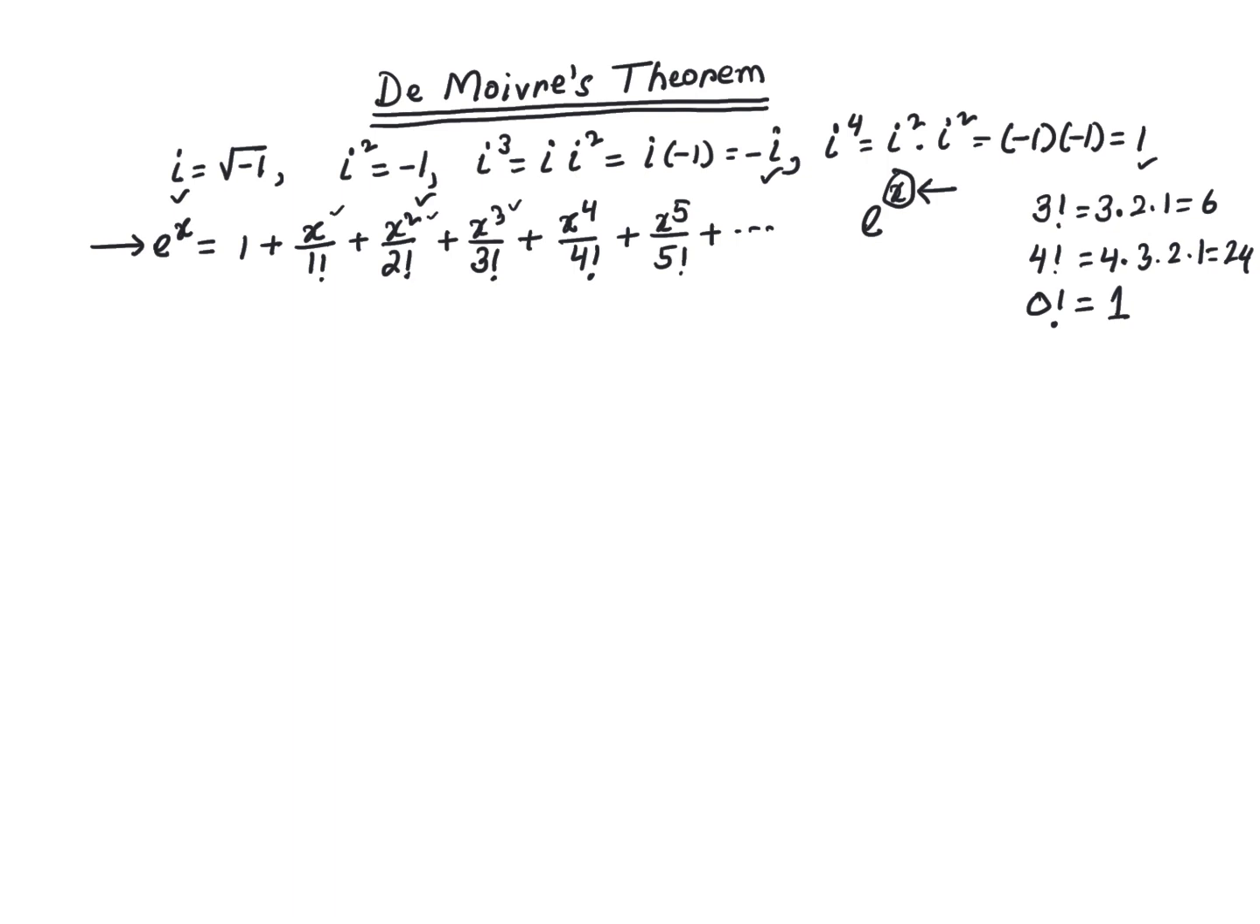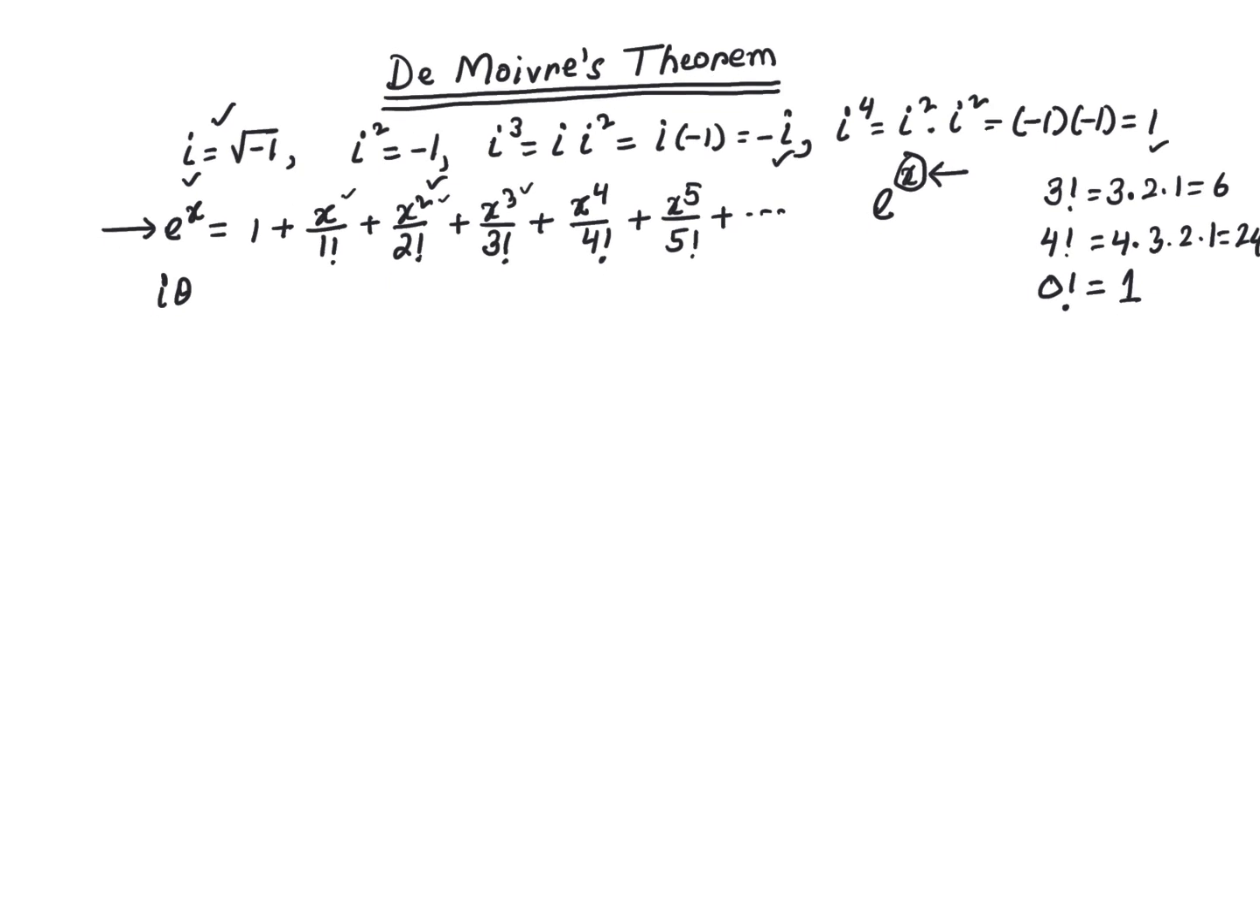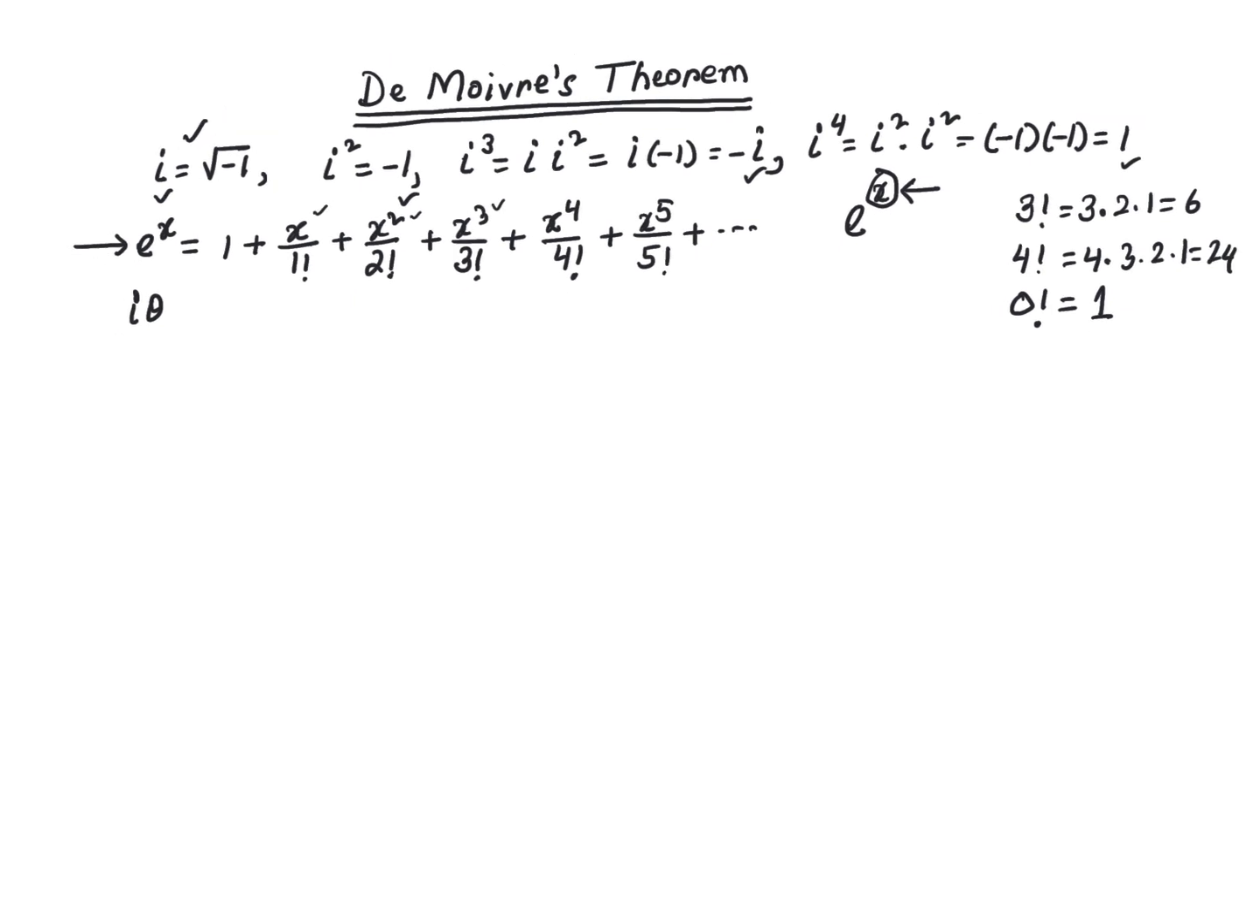So how about if we take this idea and replace x with something like i theta, where theta is some number and i is the imaginary number, the square root of -1? If I do that, what do I get? Let's go ahead and do that. I'm going to replace x by i theta. Every time we see x on the right hand side, I'm going to replace it by i theta.